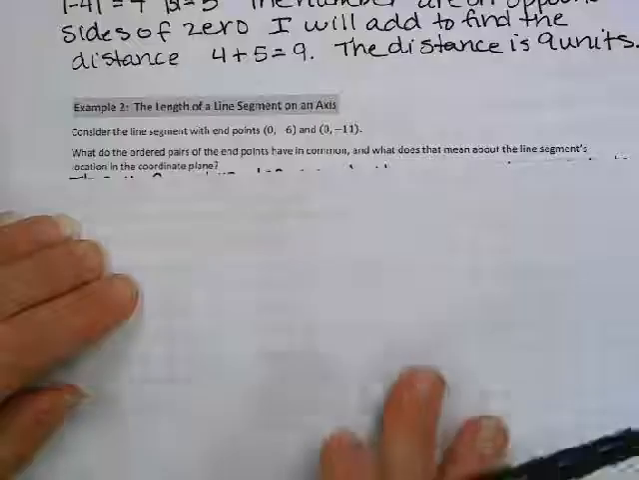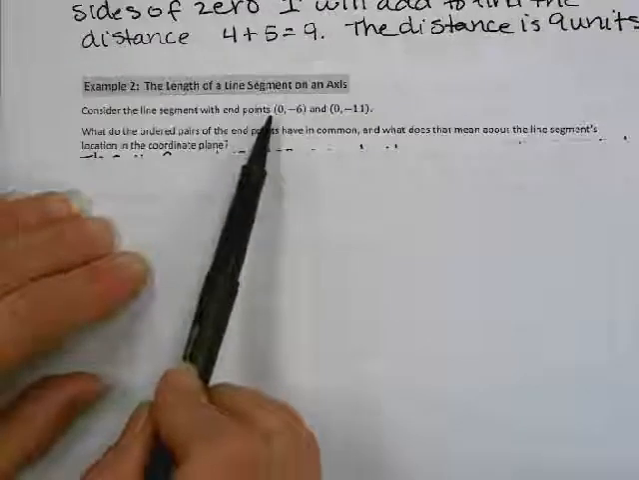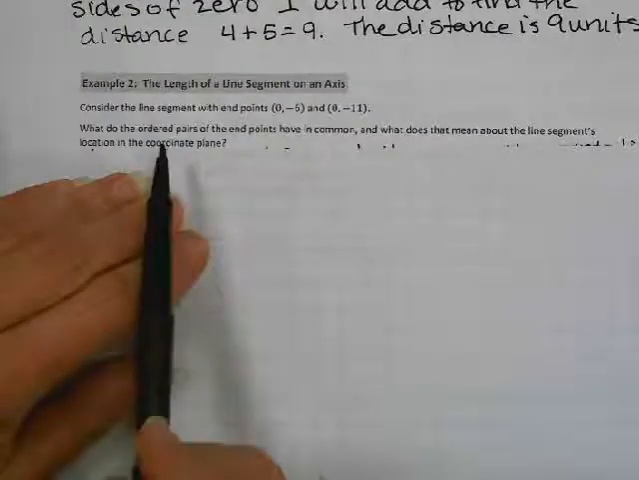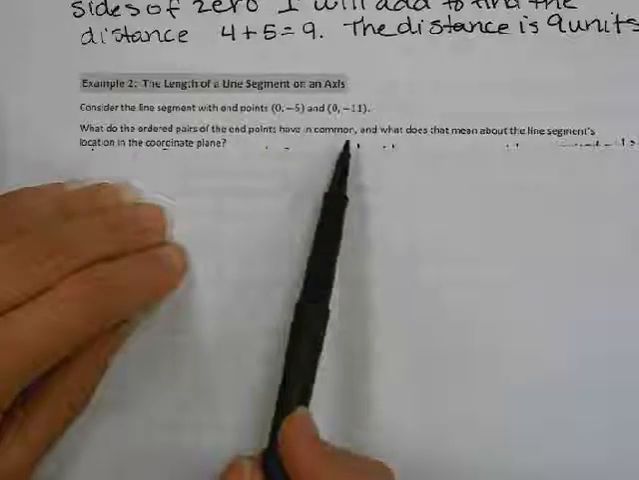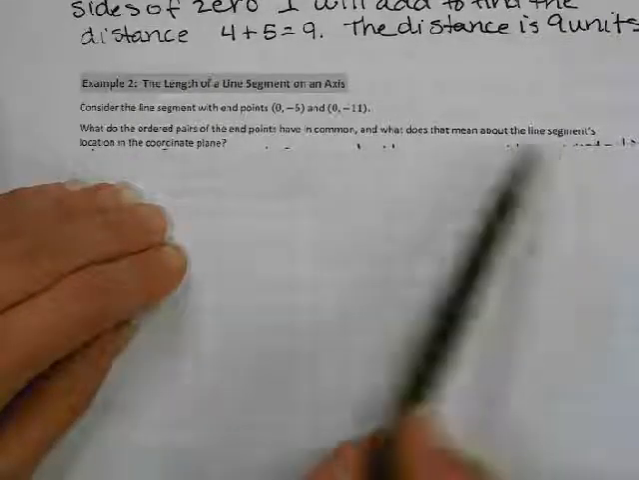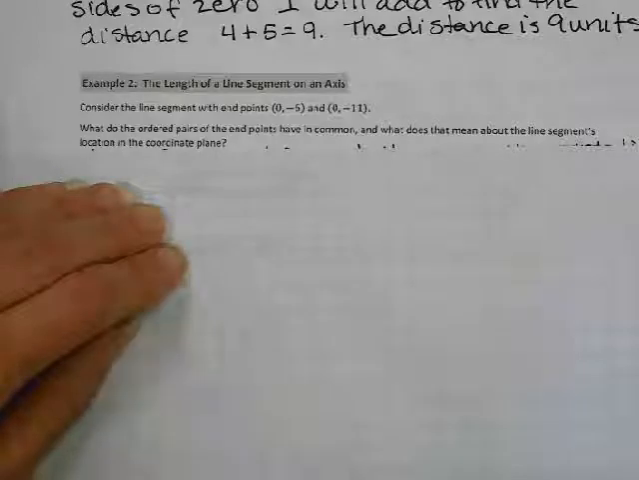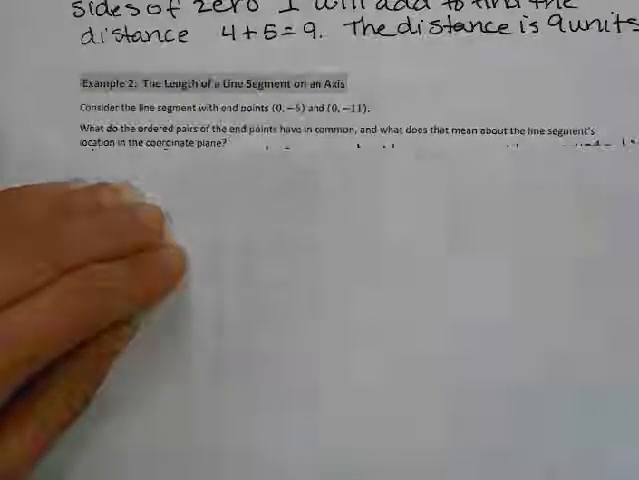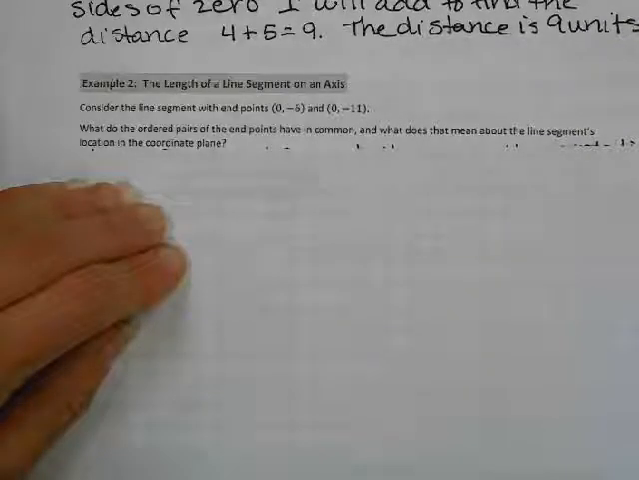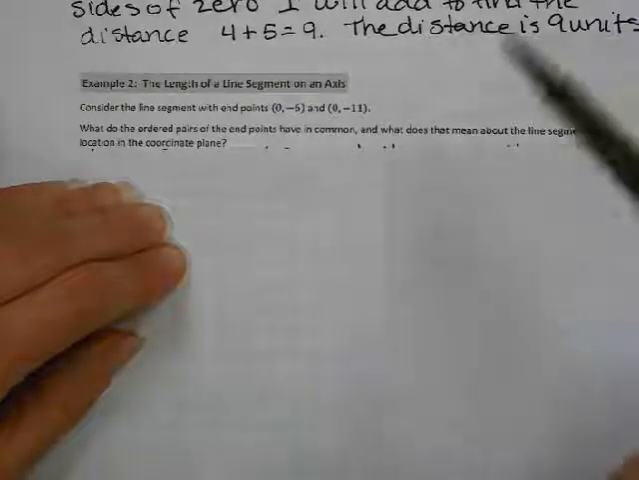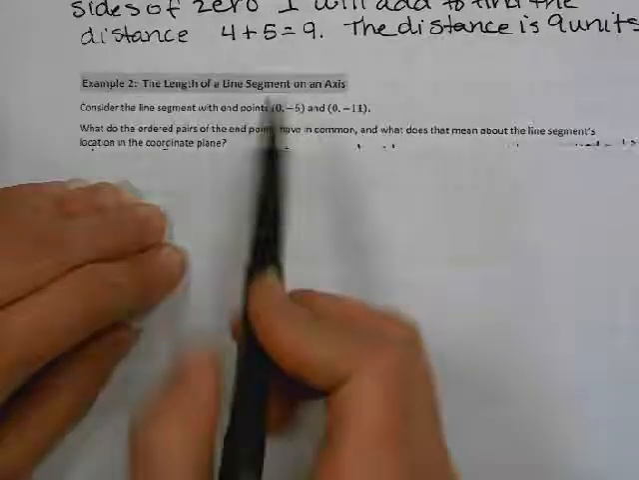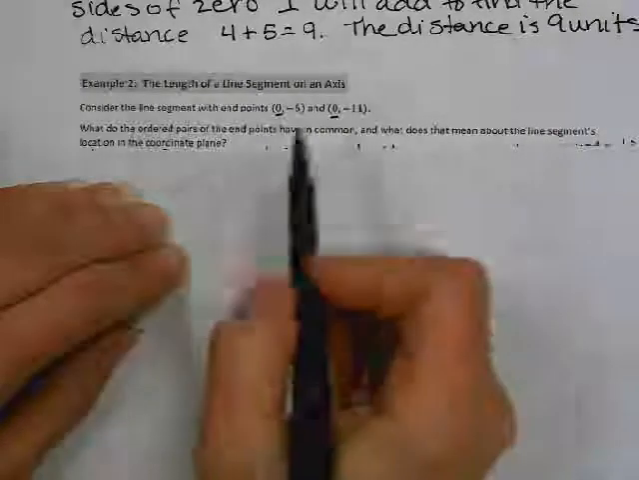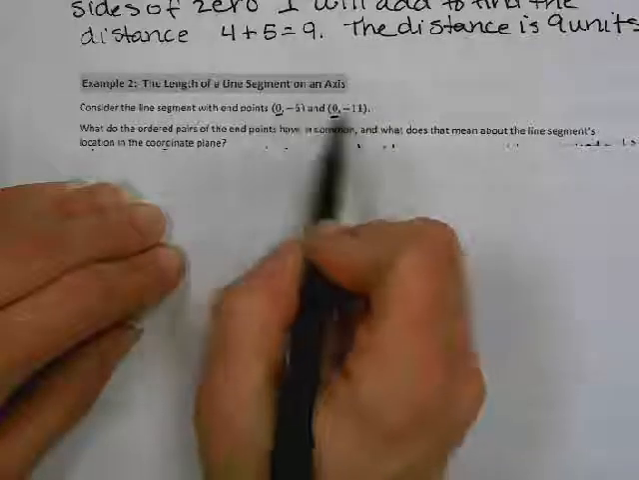Okay. Consider the line segment with endpoints 0, -6, and 0, -11. So we're first going to look, like it says, at what the ordered pairs of the endpoints have in common, and what does that mean about the line segment's location in the coordinate plane. So they've drawn a line from 0, -6 to 0, -11, and we're going to need to find the distance, or how long that line is. We use the same strategy. Here we notice that 0 and 0 match, so they have the same x-coordinate. But we also notice that their y-coordinates are both negative numbers.